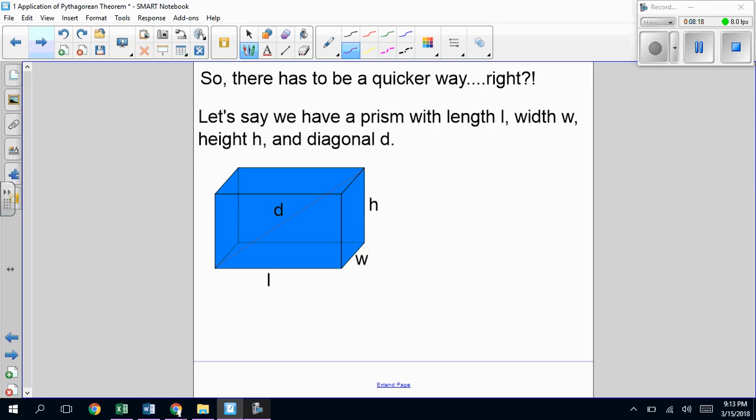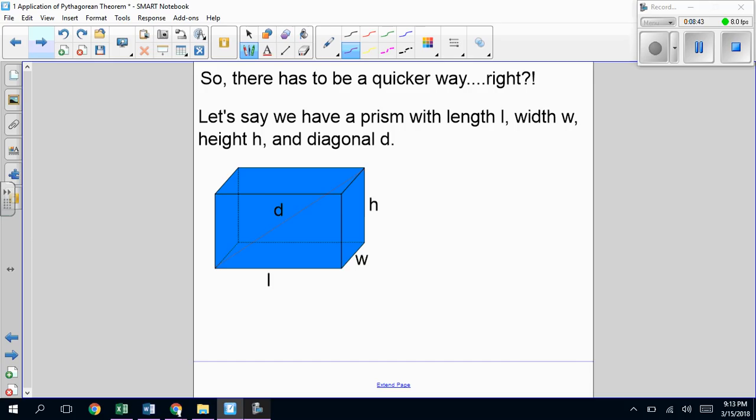I'll give you a hint. It's very similar to the Pythagorean theorem. It's just instead of 2 dimensions, we have 3. So it alters the theorem because we're having to calculate it twice. So pause the video and try that. Okay, so if you paused it, that's fantastic. I'm going to go ahead and start going through it.